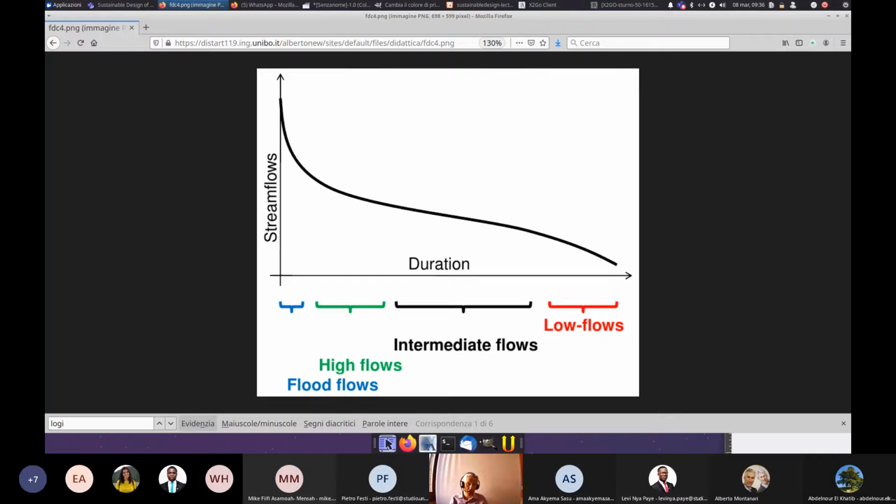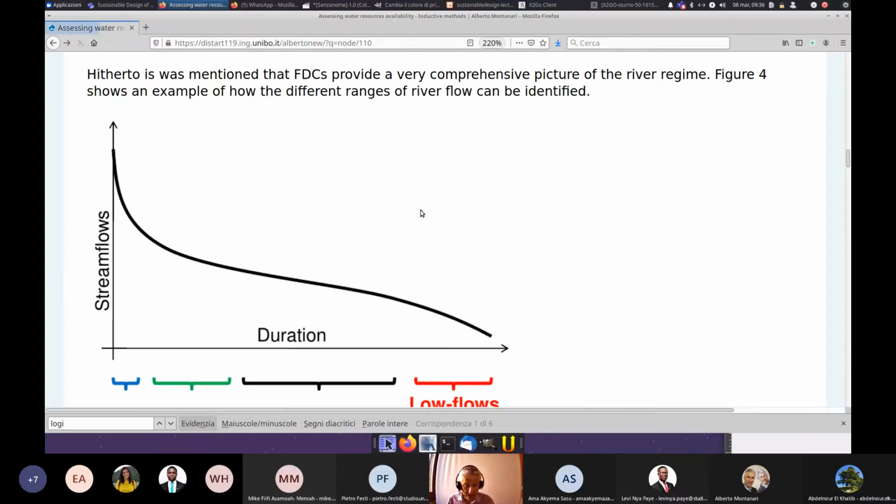So we prefer to separate the two different tools: the flow duration curve for water resources management for low flows, and then we say that 10 years of daily observations are fine. Another method is for flood flow estimation, which we don't consider and don't discuss in this subject. I hope that the situation is clear. If it's not, just let me know.